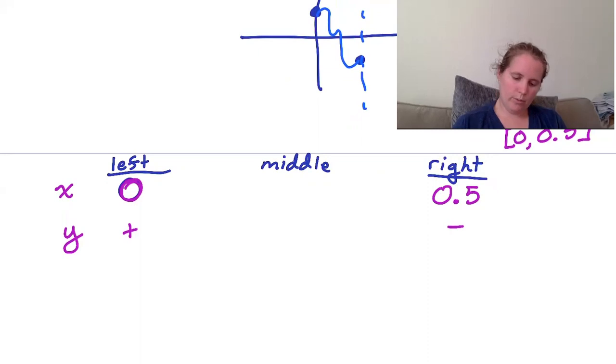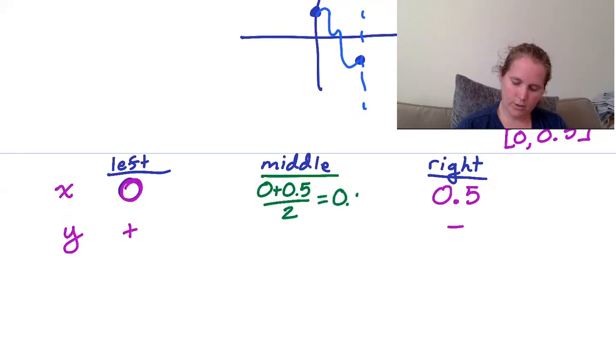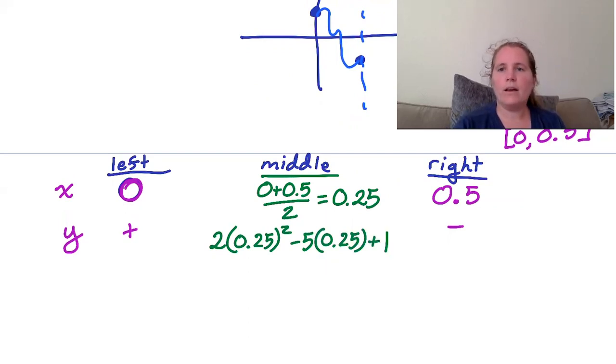So now the middle that we will work with, we will do 0 plus 0.5 divided by 2, and we get 0.25. So we will plug in 2 times 0.25 squared minus 5 times 0.25 plus 1. And if we solve that, we wind up getting negative 0.125. So again, this is negative.